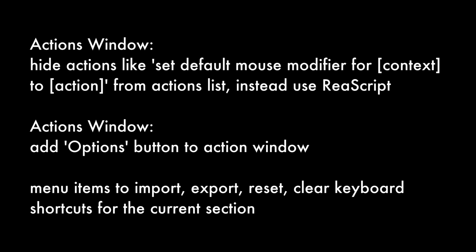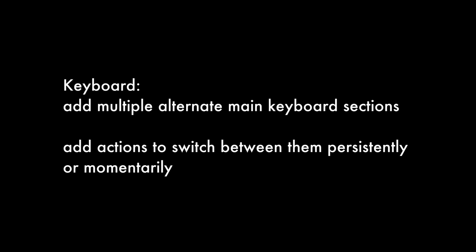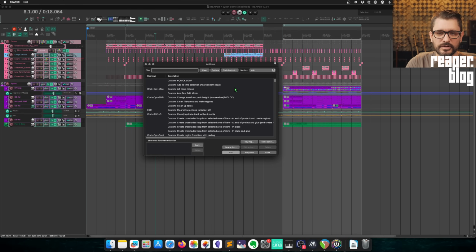Actions window. Add options button to action window. Add menu items to import, export, reset, clear keyboard shortcuts for the current section. Keyboard. Add multiple alternate main keyboard sections. Add actions to switch between them persistently or momentarily. So when we look at the Reaper 7 action list, there's a few things here that are new.